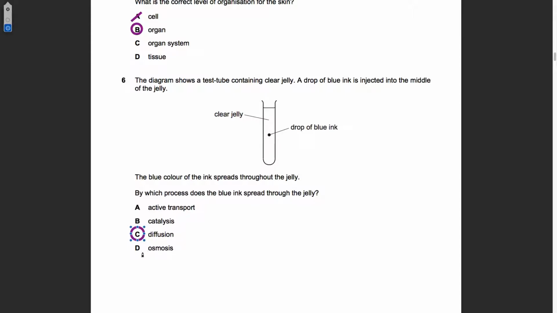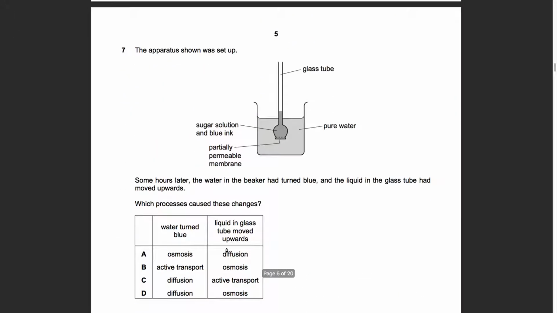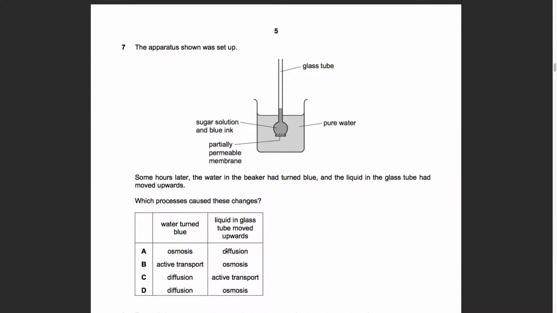Don't be tricked into putting osmosis as your answer. Osmosis is about water moving, whereas we're actually talking about the pigment, which isn't necessarily water. It might be dissolved in water, but it's actually the blue pigment, the chemical, that's moving or diffusing through the jelly. Right, number 7. Okay, we have a diagram, a setup of apparatus.